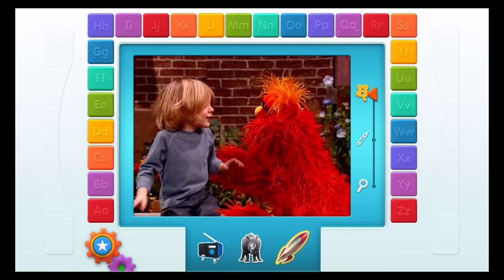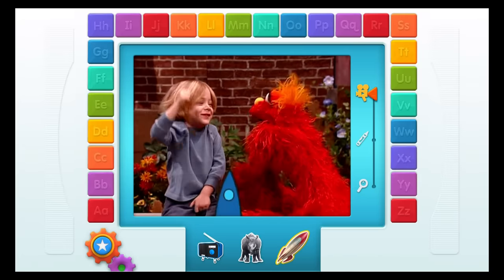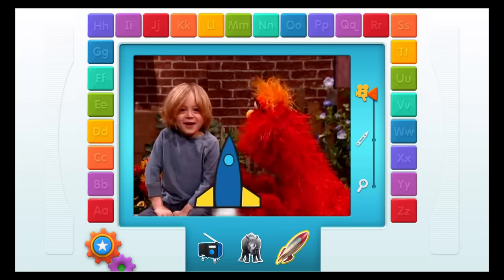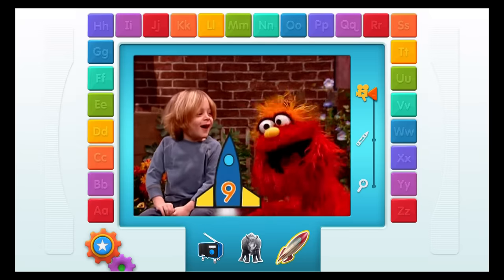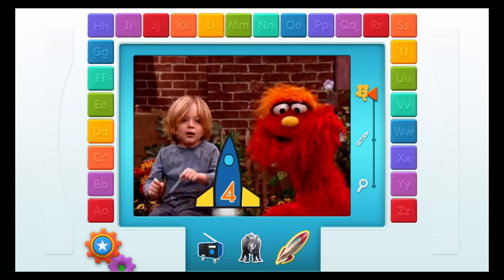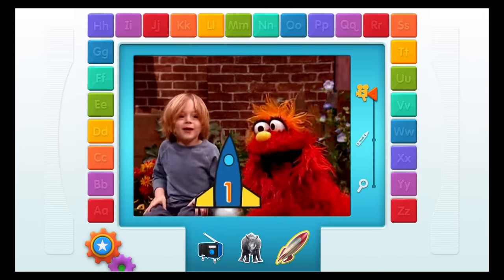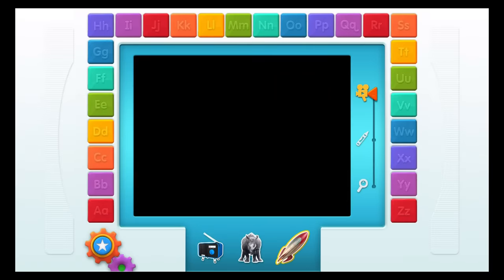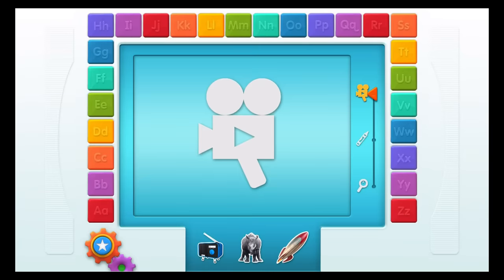Rocket. Do you like rockets? Boy, do I! Hey, best friend, let's be a rocket together! Let's count down, rocket ship! 10, 9, 8, 7, 6, 5, 4, 3, 2, 1, blast off! Rocket! Elmo loved that video!